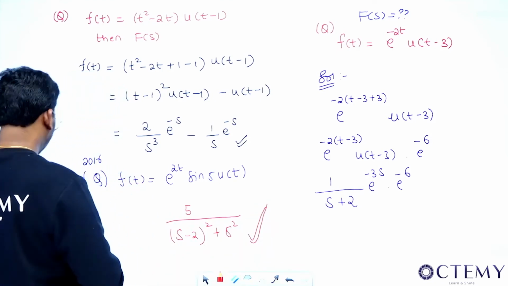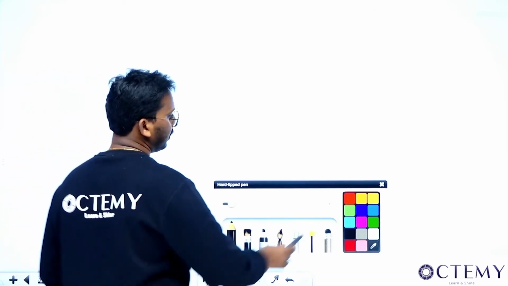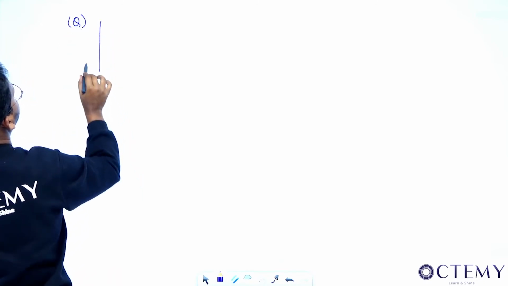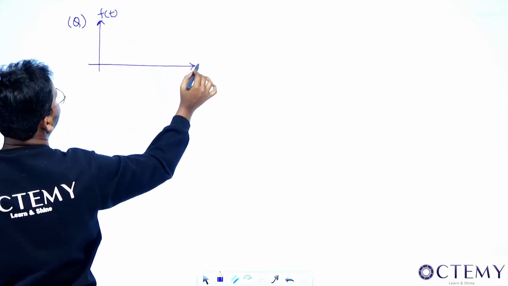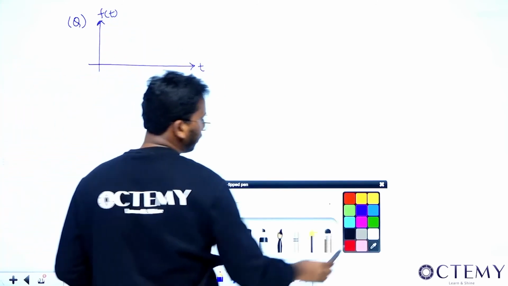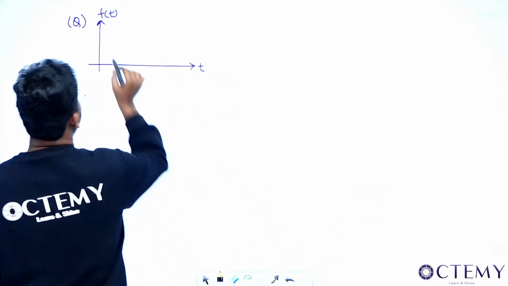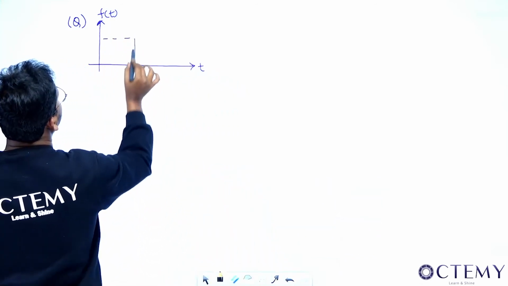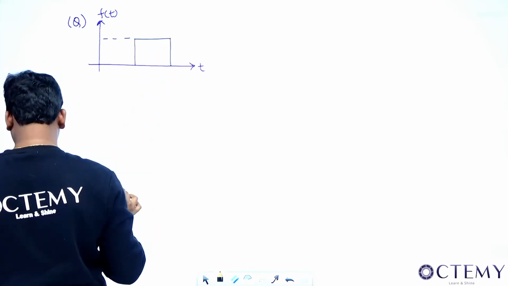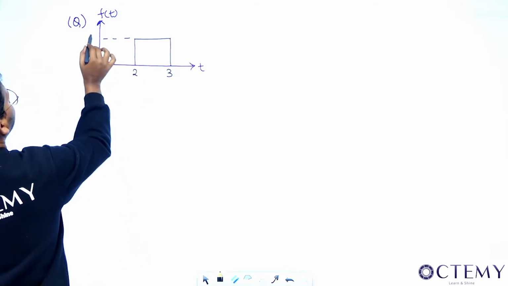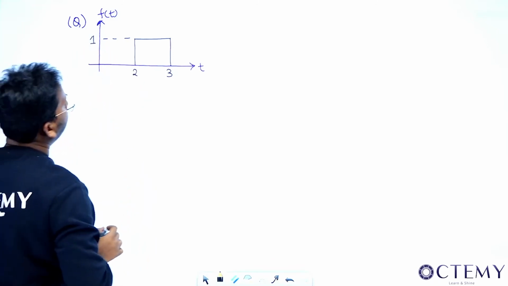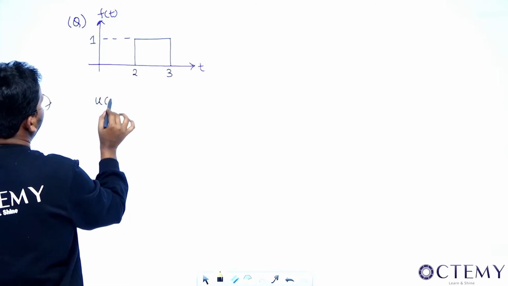Next, if I want to see another question, the next question is like this. See, sir, what is the next question saying? This is a good question. It's telling that if this is your f of t and this is your t, and it is given in graphical form, it is like this. It is given from 2 to 3 and this value is given as 1. Now see, sir, how can you write this? How will u of t look like?